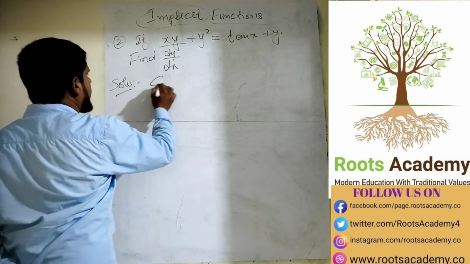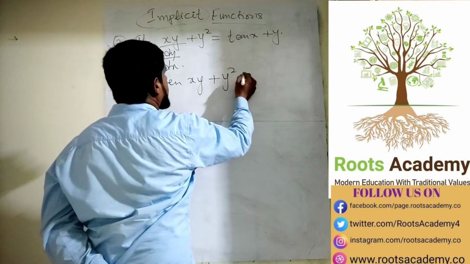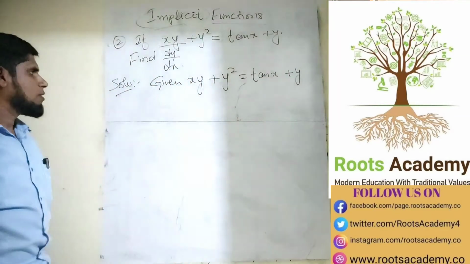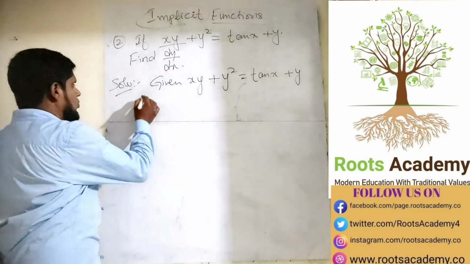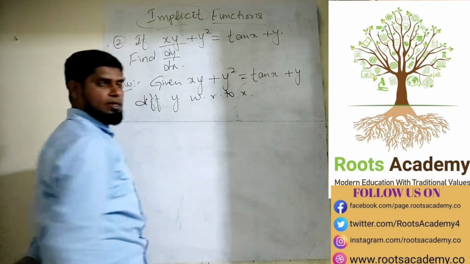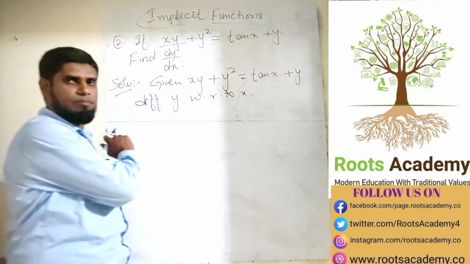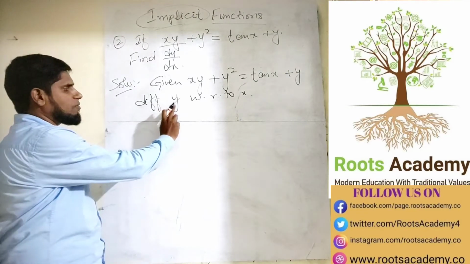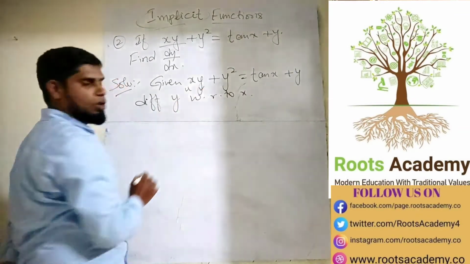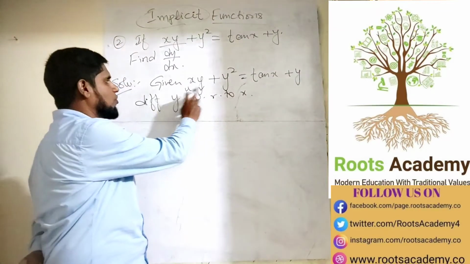Our solution: given x into y plus y square is equal to tan x plus y. y is dependent here. Differentiate y with respect to x. x is the independent variable always, and y is the dependent variable. The moment I say differentiate y with respect to x, here I should use the u into v rule. As I said earlier, we should use the product rule, or we can also call it the UV rule.